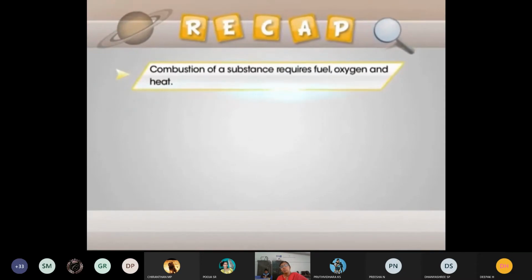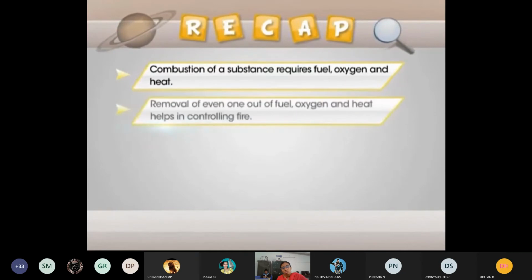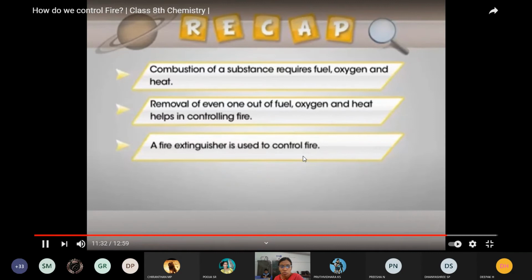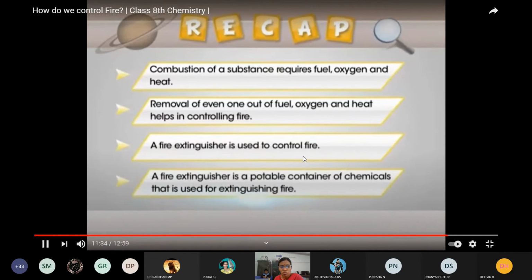Combustion of a substance requires fuel, oxygen and heat. Removal of even one out of fuel, oxygen and heat helps in controlling fire. A fire extinguisher is used to control fire. A fire extinguisher is a portable container of chemicals that is used for extinguishing fire.